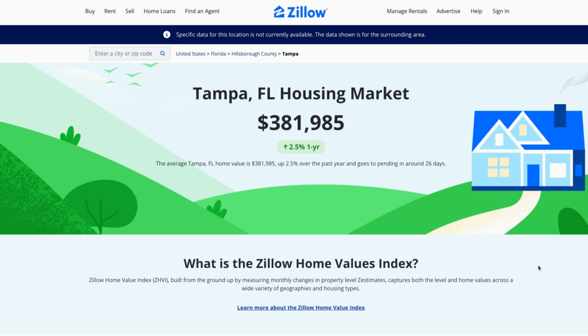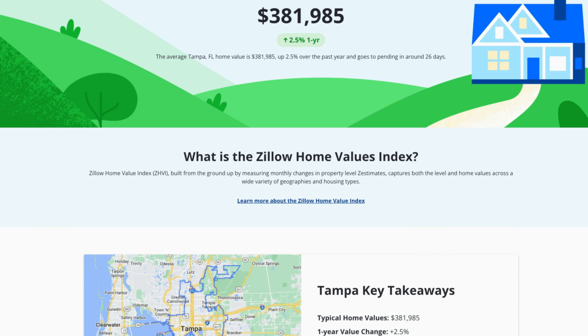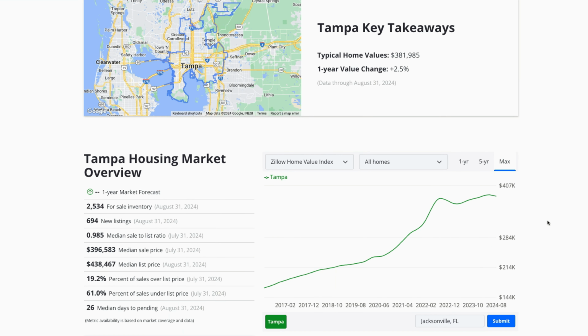Well, you can actually get market data from a variety of sources for free. For example, I'm on Zillow's page right now, and you can enter in for home values, information on a city or a zip code, and it will give you information on how that home value has changed over time. So here I'm looking at Tampa, Florida.